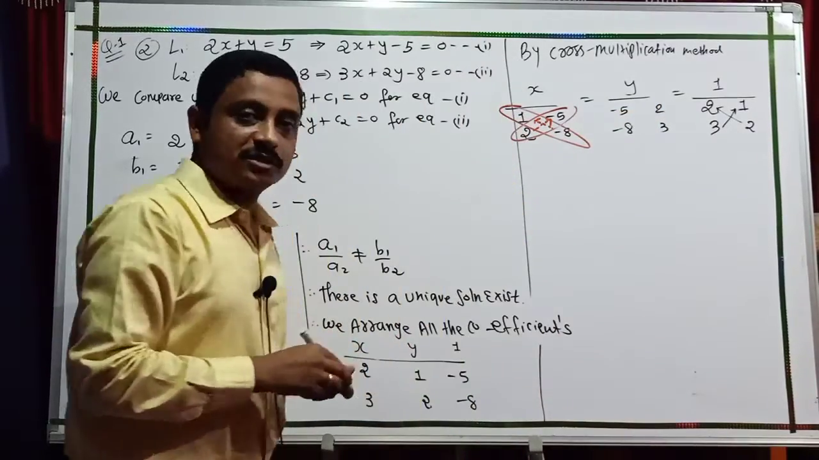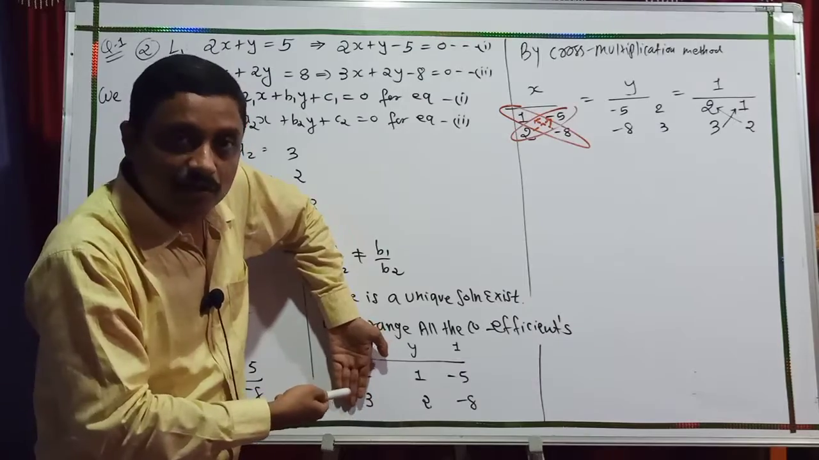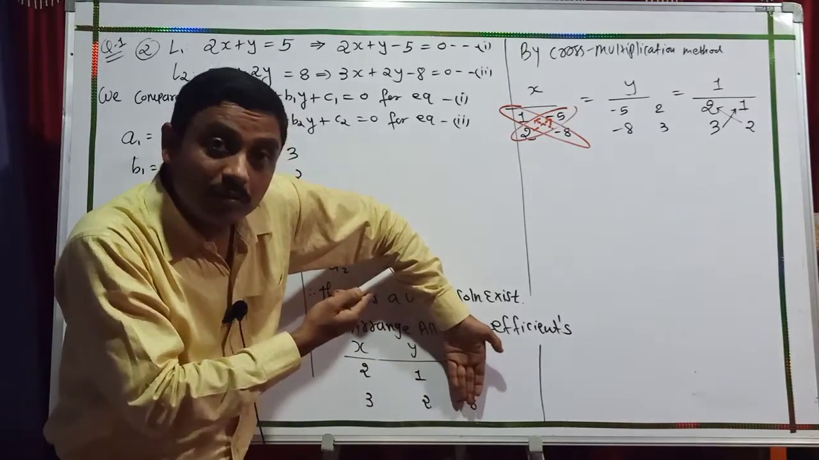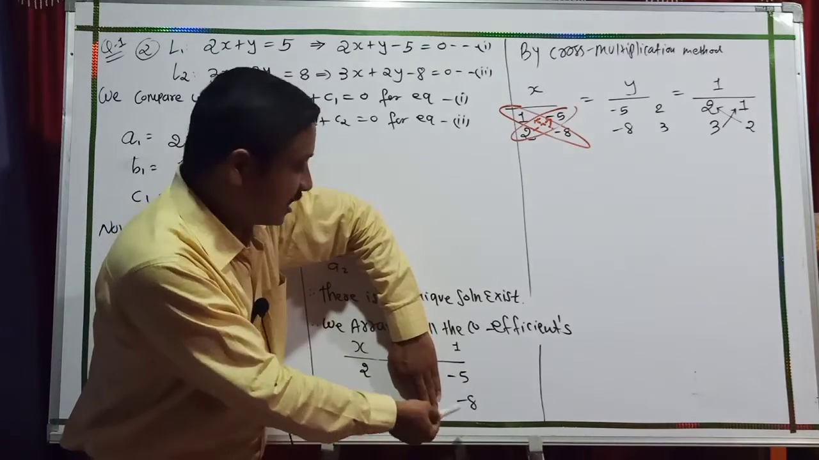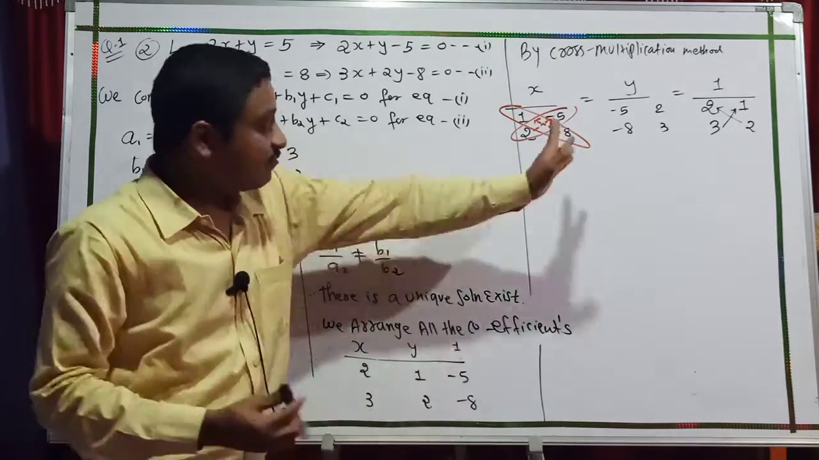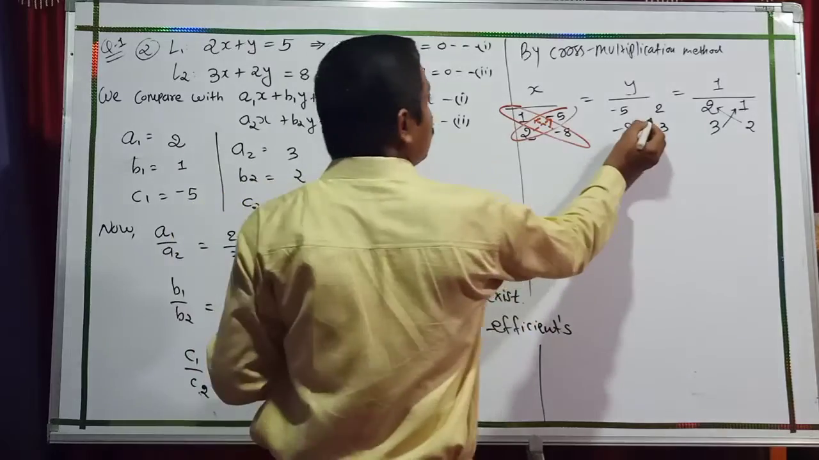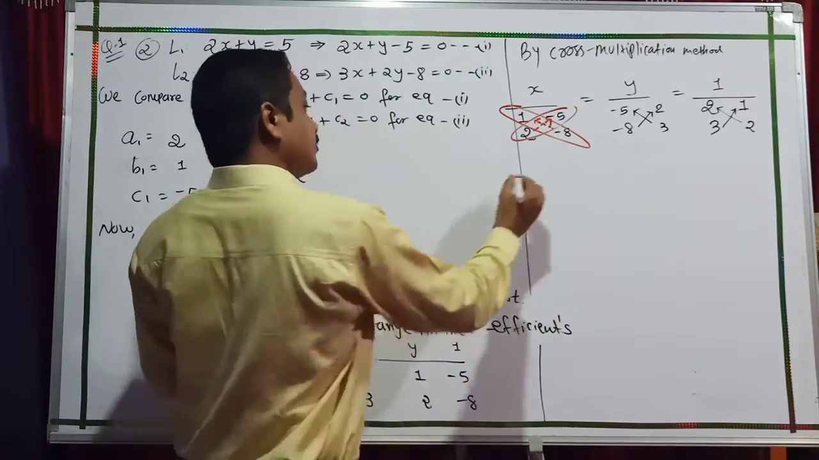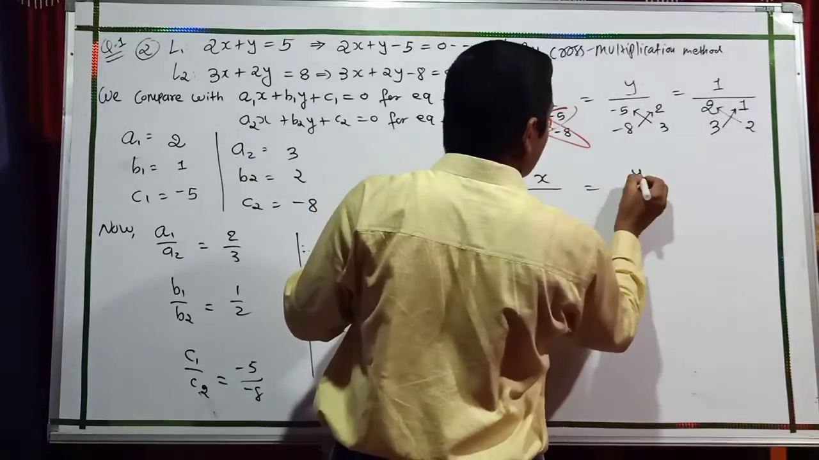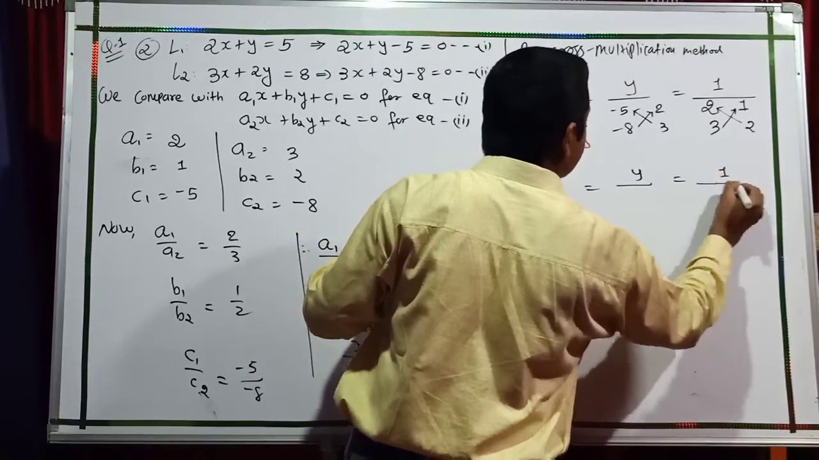Again repeat, students: this x, write down directly, this 1, write down directly, but in this y portion you take the opposite first, minus 5 to minus 8 first and then 2, 3, and here also highlight principal minus secondary diagonals. And now x, y and 1 is same as.